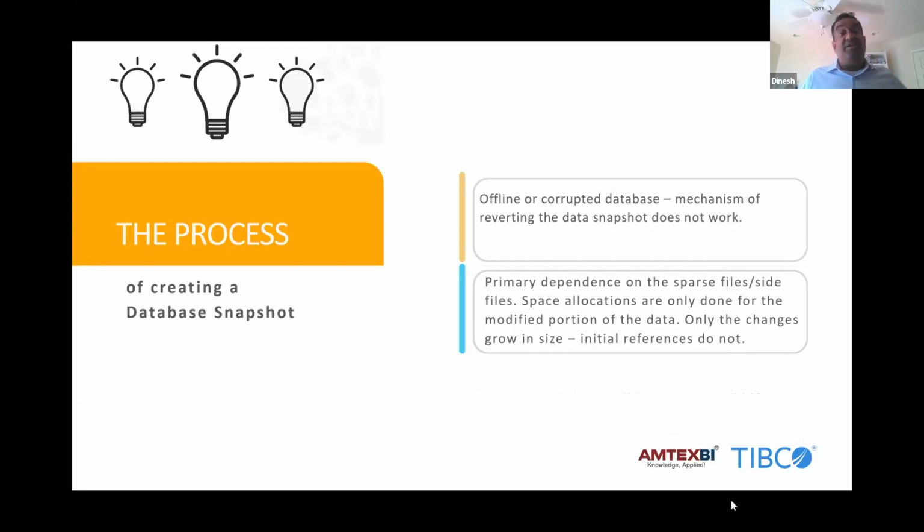If you have an offline or corrupted database, this is not something that will save you if you don't have a database backup strategy. There's no mechanism by which you can revert the data, because like I previously mentioned, the data snapshot primarily refers to your original files in the database. And like I mentioned before, the space allocations are only for the modified portion of the data. Only the changes grow in size. The initial references do not grow in size at all.